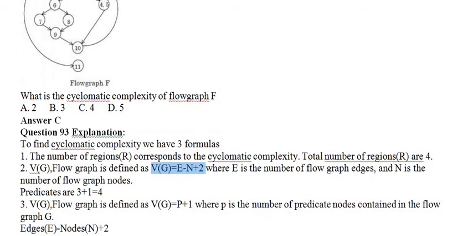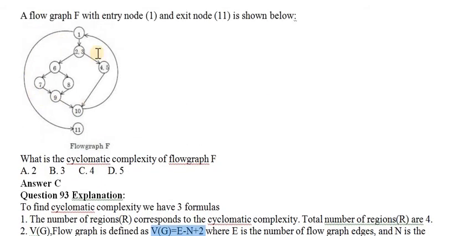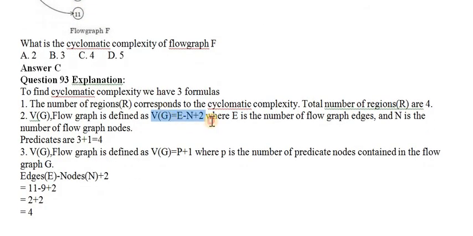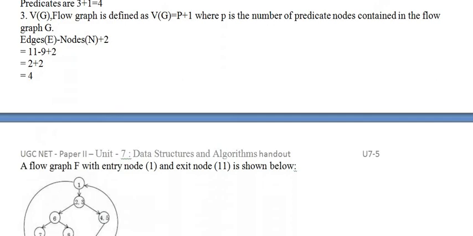Otherwise we can easily find it with the other formula. We count how many edges there are, which is 11: 1 2 3 4 5 6 7 8 9 10 11. How many nodes are there? 9: 1 2 3 4 5 6 7 8 9. So 11 minus 9 plus 2 is 4. We have two formulas, and you can use whichever you prefer.